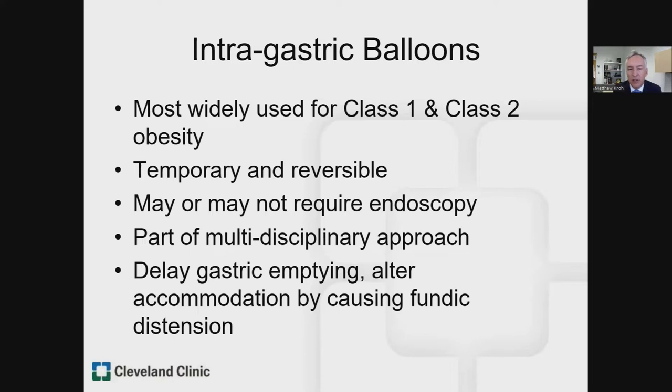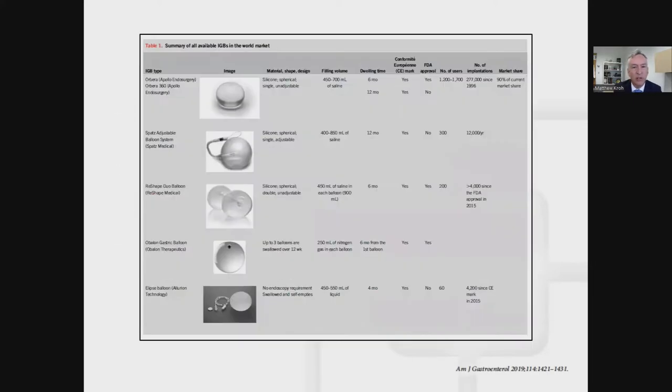We do know that success is higher when balloons are instituted as part of a multidisciplinary approach, and the physiologic mechanisms by which they work remain to be clearly elucidated, but probably have something to do with delayed gastric emptying and maybe altering fundic distension. But the types of balloons that are available have different strategies in terms of implant duration, up to 12 months. There has been a double balloon type strategy used, multiple balloon strategies, and also strategies which don't require endoscopy at all, but just fluoroscopic evaluation.